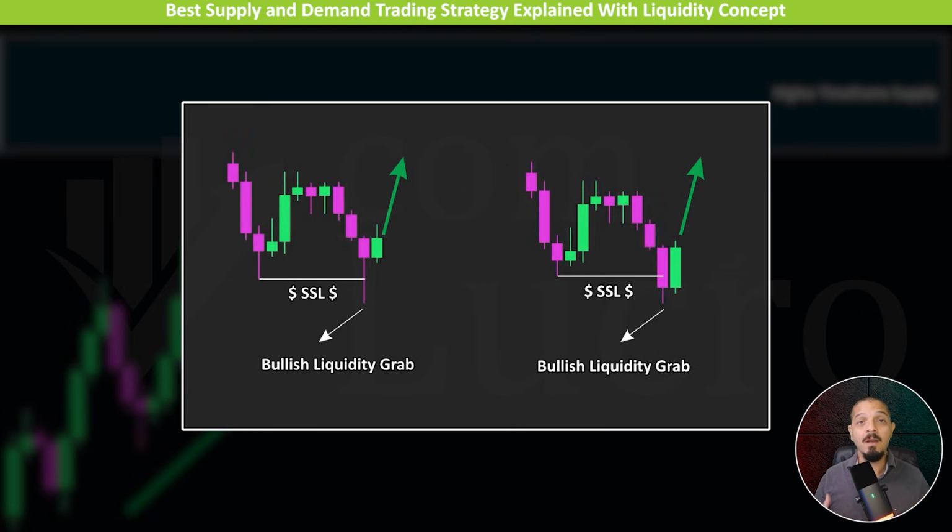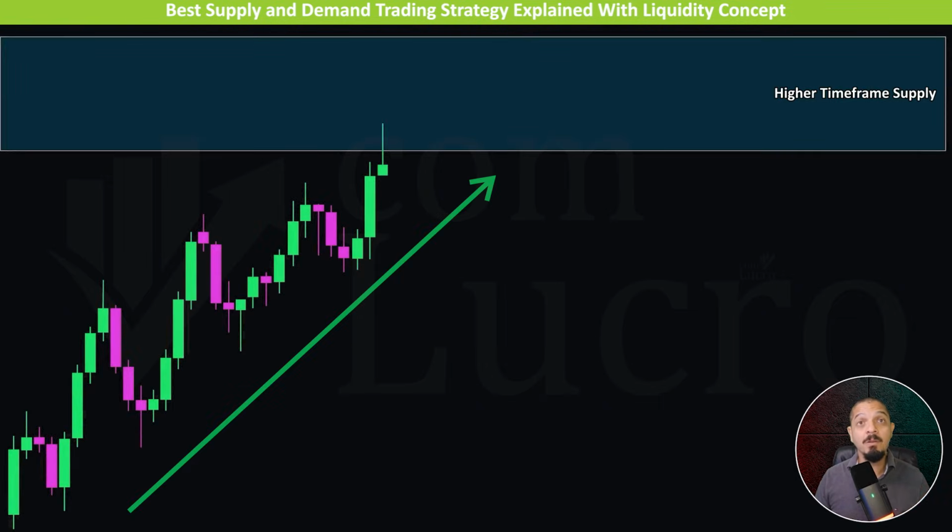In the same way, a bullish liquidity grab forms when price breaks below a previous low, but quickly moves back inside the range. This behavior shows that sellers were unable to sustain the move lower, and the market immediately rejects those lower prices. As a result, liquidity resting below the swing low is taken, and momentum begins to shift in favor of buyers. When this sweep happens inside a higher time frame demand zone, the probability of a stronger move to the upside increases.